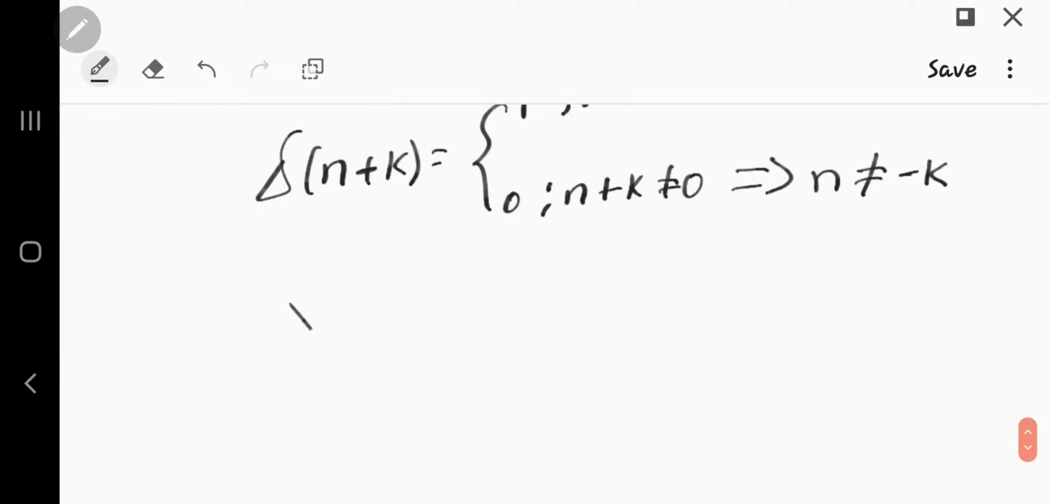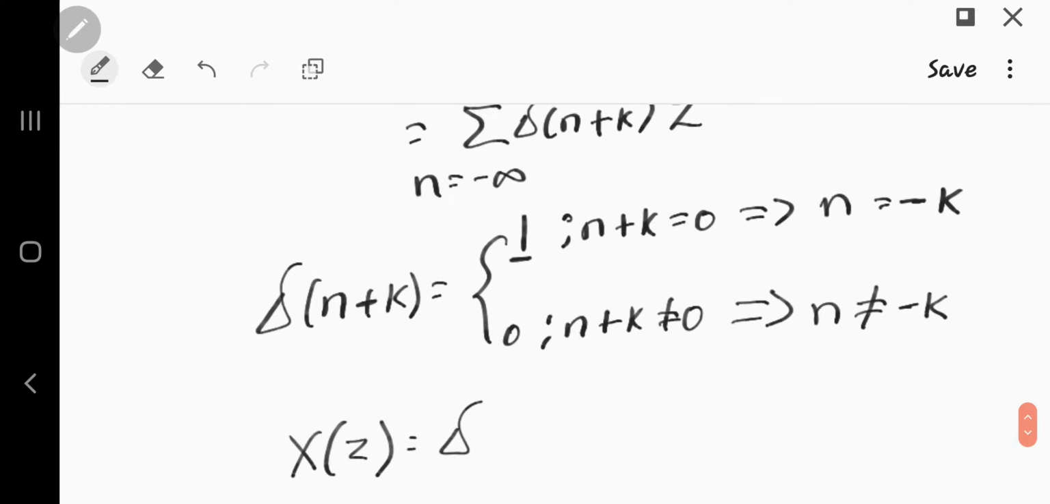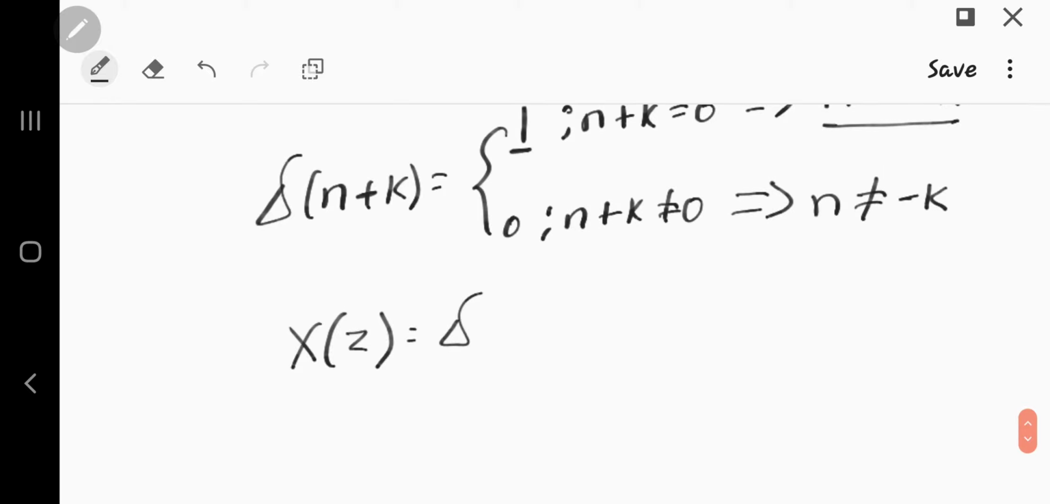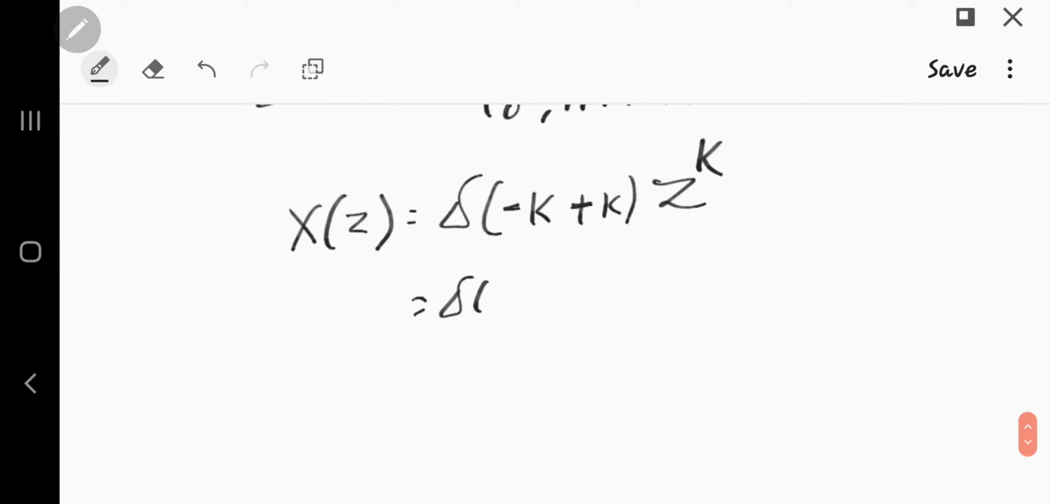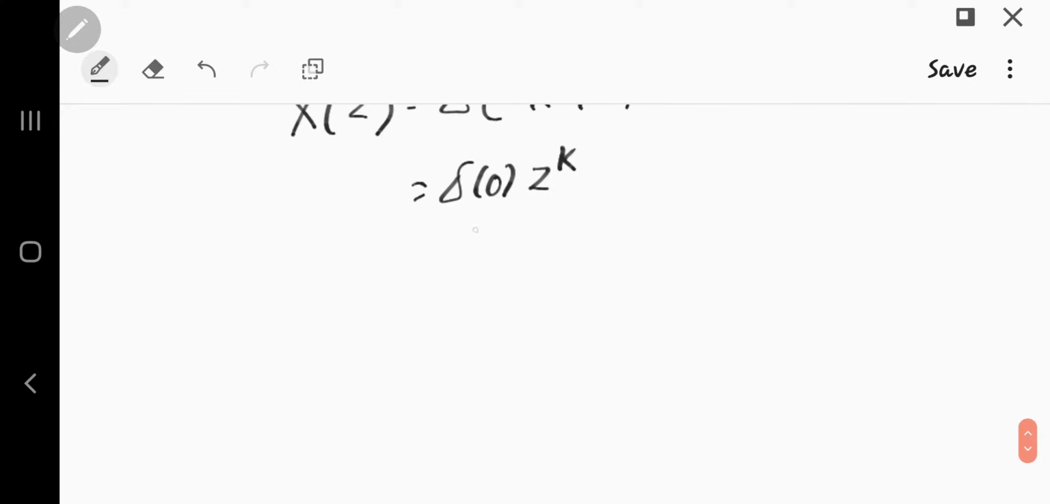So based on this, we can write x of z is equal to delta. We are considering only the condition where delta n plus k is present. So it is present where? When n is equal to minus k. So delta of minus k plus k, z to the power of minus n is there. If you substitute minus k in place of n, that will become plus k. That becomes delta 0 z to the power of k, or you can write it like minus of minus k here. It will be much clearer. So delta 0 value is 1 into z to the power of k. So the answer is z to the power of k here.